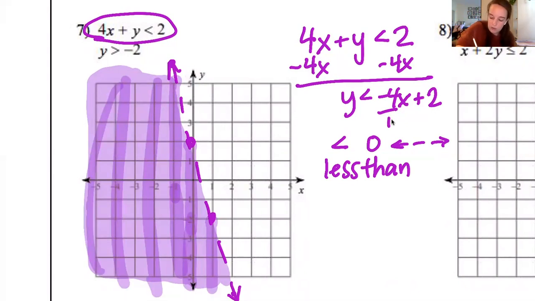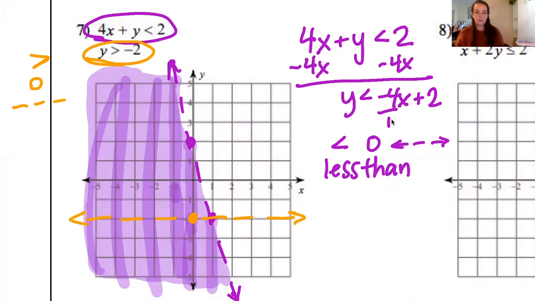And then I'll do an orange line here. So y is greater than negative 2. So this is a horizontal line because it's y equals, right? So I'm going to go on the y-axis to where it equals negative 2 right here. I see that it's greater than, not equal to. This is an open circle or a dashed line. So I have a dashed line going straight out, horizontal line.